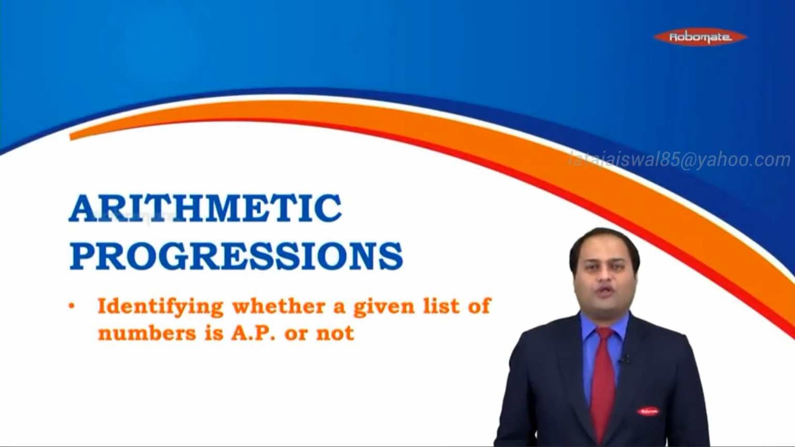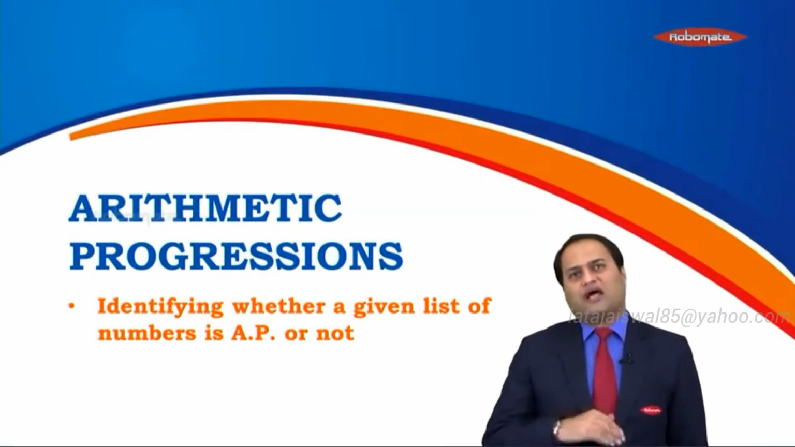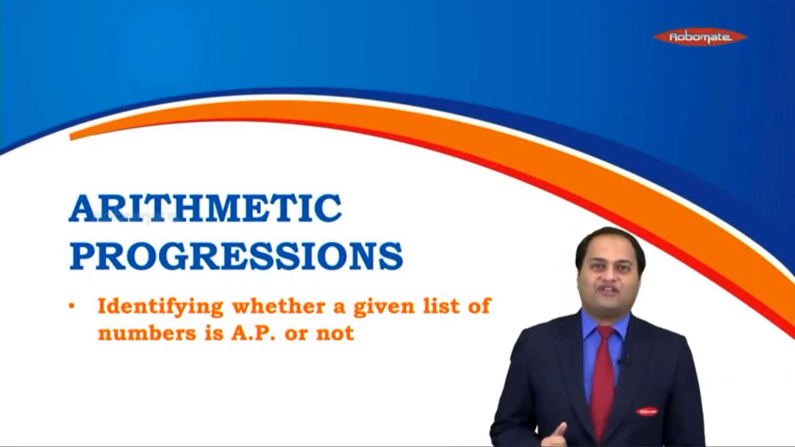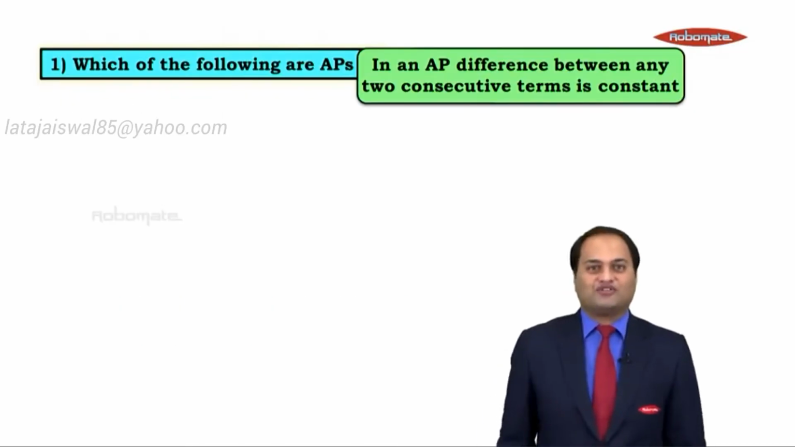Let's move on to the next module, and in this module we'll do the sums which are absolutely similar to the sums that we did in the previous module, that is identifying whether a given list of numbers is an AP or not. So let's do it. Let's continue with those sums.